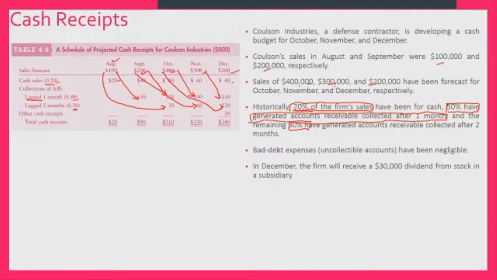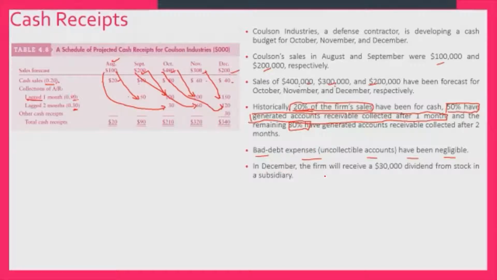Right. Bad debt expenses uncollectible has been negligible. Alright, so there's no cash on these transactions. So now you see this in your exam or papers. That doesn't relate to cash, it's just to confuse you. Bad debt expense is not a cash expense. So it would not be in our cash receipts or budgets.